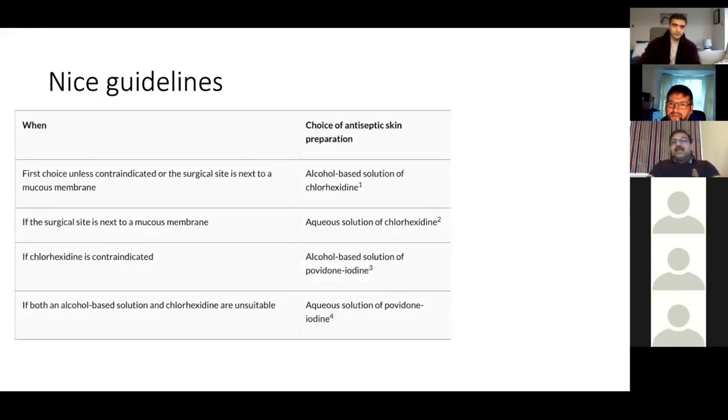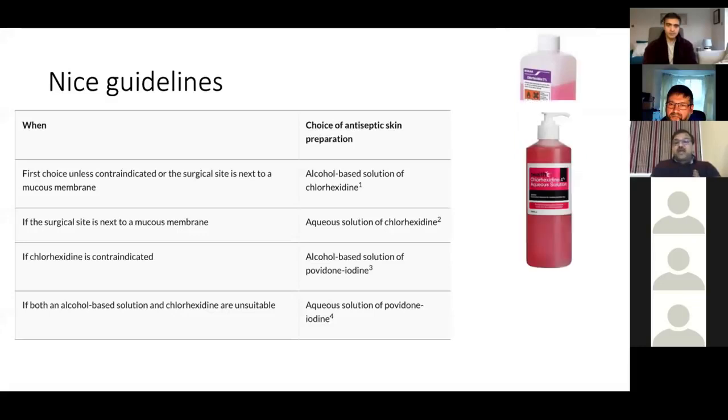These are nice guidelines. So alcohol-based solution of chlorhexidine is the first choice if it is not contraindicated, or the surgical site is not next to a mucous membrane. If the surgical site is next to a mucous membrane, use an aqueous solution of chlorhexidine. If chlorhexidine is contraindicated, use alcohol-based povidone iodine, or if alcohol-based solutions are unsuitable, aqueous solution of povidone iodine.